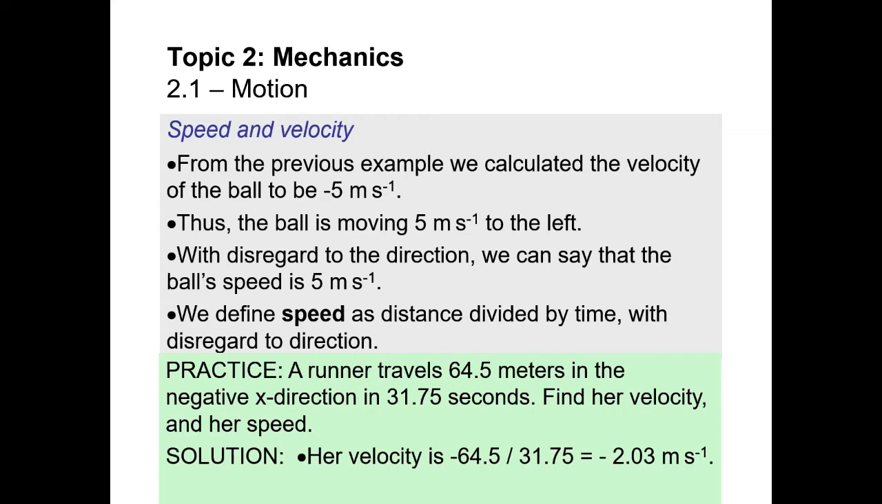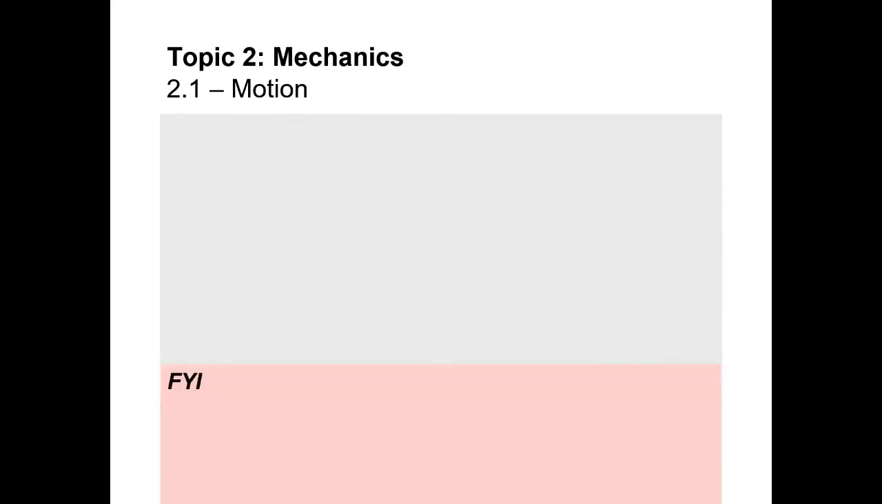Her velocity is displacement over time. Displacement, minus 64.5, over 31.75. That gives us minus 2.03 meters per second. Her speed is just the distance over time. Distance traveled is 64.5 over 31.75. That gives us 2.03 meters per second.